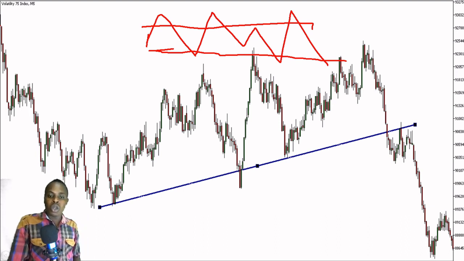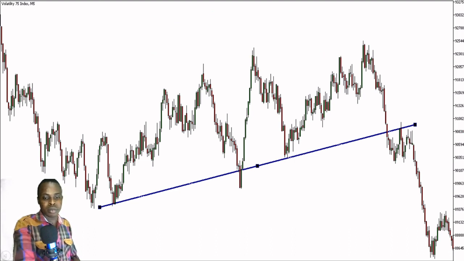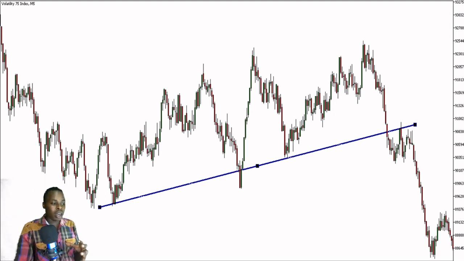So before we go to the entry trigger, I just want to tell you something about support and resistance, right? One thing you need to know is support and resistance act like this.